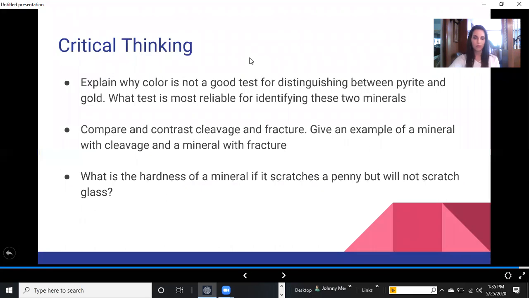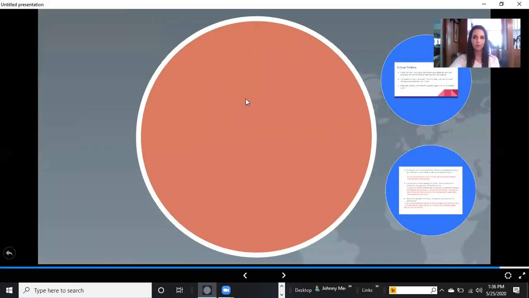Second component, compare and contrast cleavage and fracture. Give an example of a mineral with cleavage and a mineral with fracture. Third component, what is the hardness of a mineral if it scratches a penny but will not scratch glass? So take a few moments to look at your answers to your critical thinking question in the back of your packet from minerals. And then I will go over the answers now.